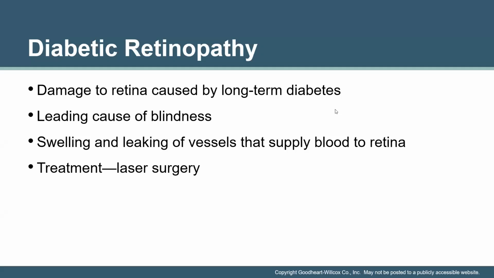We've likely heard a lot about diabetic retinopathy. This is when the retina becomes damaged. And through that, I think, as we have demonstrated what the retina is and what it does, it is the leading cause of blindness. It involves the swelling and the leaking of the vessels of the retina, or the vessels that supply the blood to the retina.